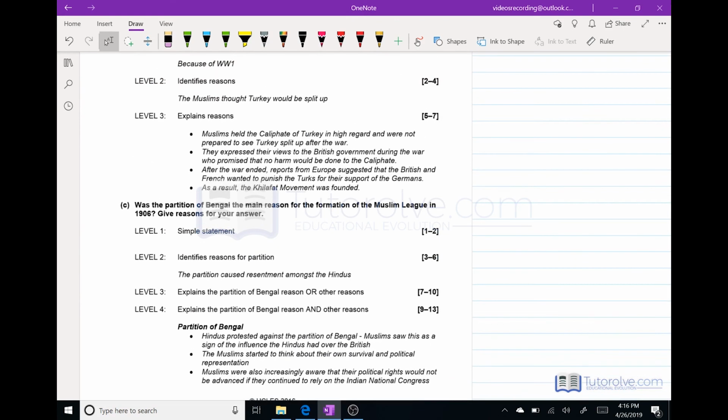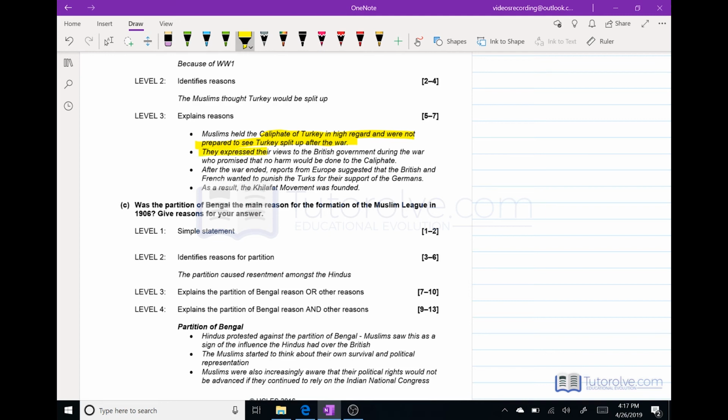Some of the reasons are that Muslims held the Caliphate of Turkey in high regard. That was a very important point. They were not prepared to see Turkey split up after the war. They wanted to see the Ottoman Empire as a whole, and they did not want all of the regions which the Ottoman Empire controlled to be given to the local people, with different countries coming out of that.